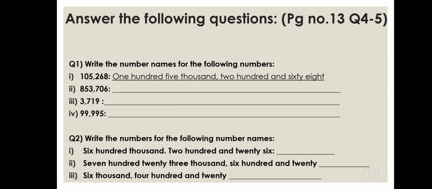In question number 2, you can see that you have to write the numbers for the following number names. For example, the first one says 600,226. So for this, you are going to write like 600226. The rest must be solved by you.